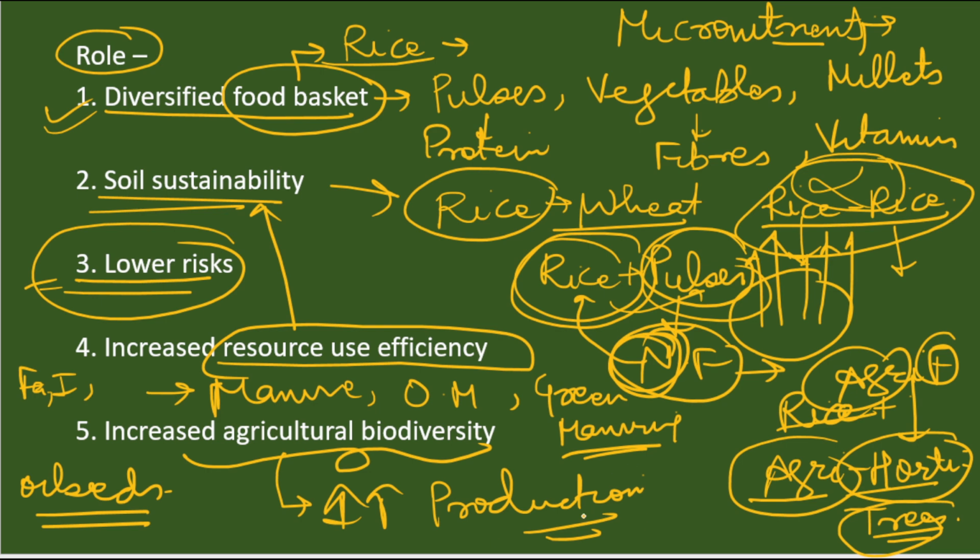We all know that pulses and oilseeds are costlier crops as compared to rice. When you go to the market and buy a kg of pulse, you will have to pay a high price for that. So when you increase agricultural biodiversity by intensifying crops like that, our production will also increase and our income will also increase. So that could be helpful.